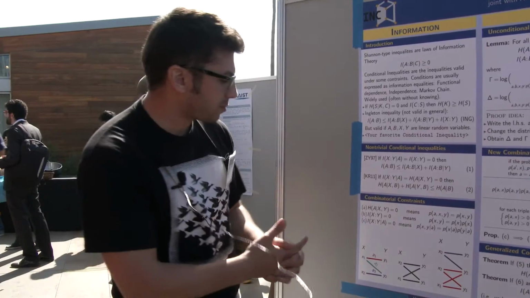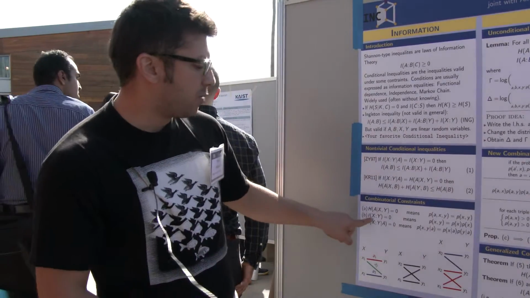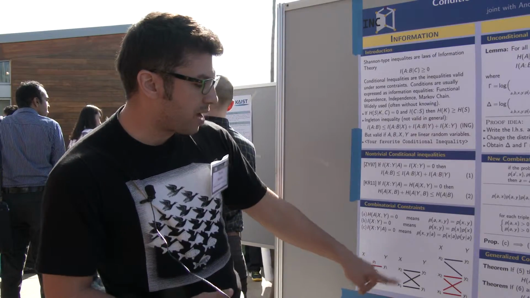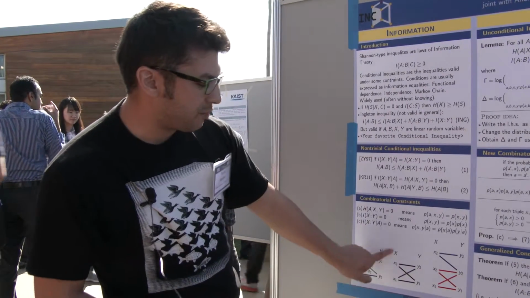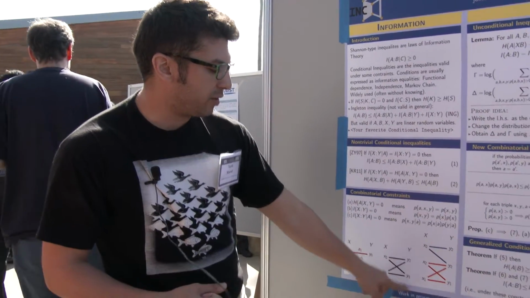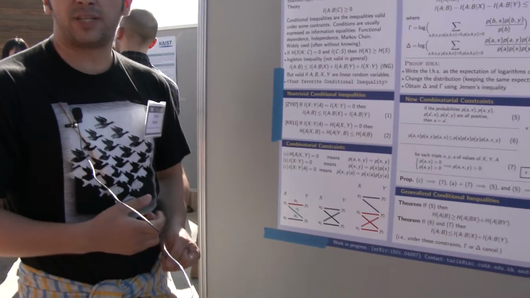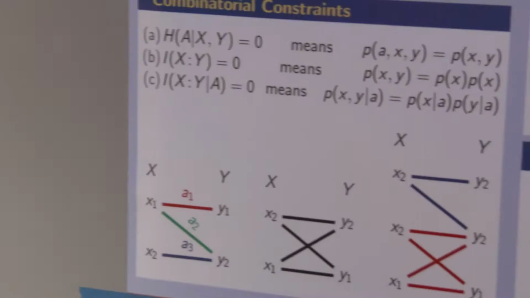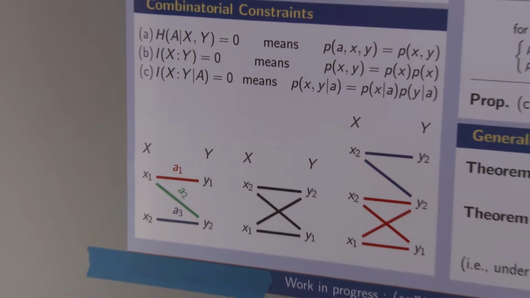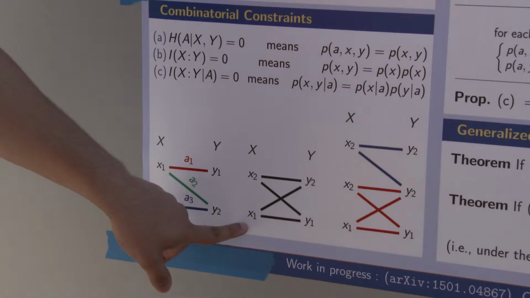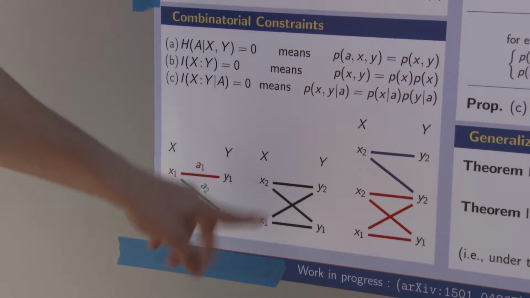For instance, whenever X and Y are independent, we can look at the graph where here you have all possible values for X, all possible values for Y, and then there's an edge whenever X and Y are compatible together. Compatible just means that the probability of (x, y) is positive. So when X and Y are independent, it means that in this bipartite graph, we actually have all possible edges.